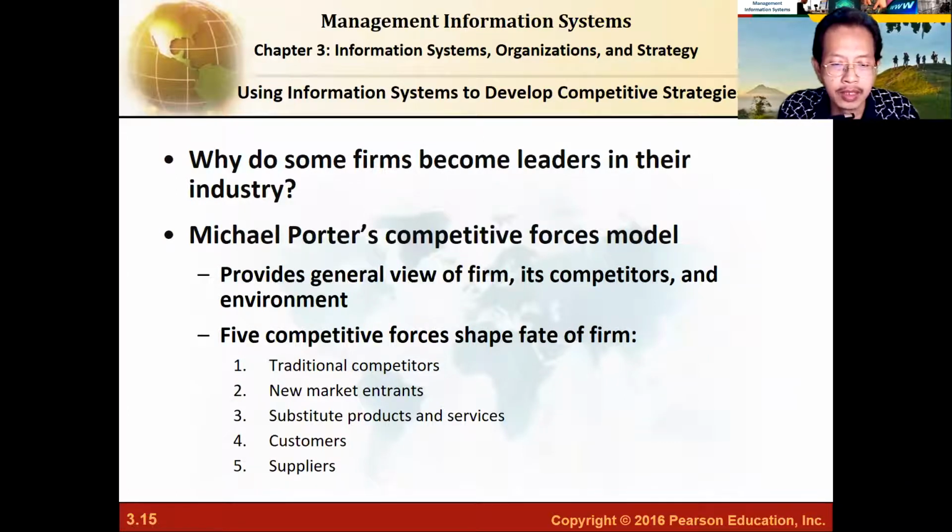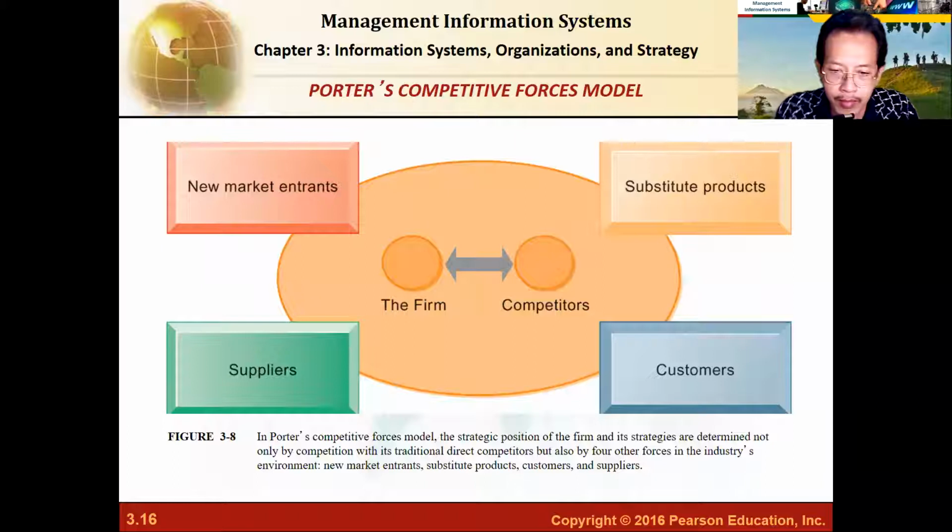Now, here you can see what Porter mentioned, the competitive forces model. In the competitive forces model, there are 5 forces that would be affecting the company and affecting the strategies of the company. The company, of course, is affected by its competitors. Who are they competing against? Let's say this is a taxi company. The taxi company, of course, would be competing against other taxi companies.